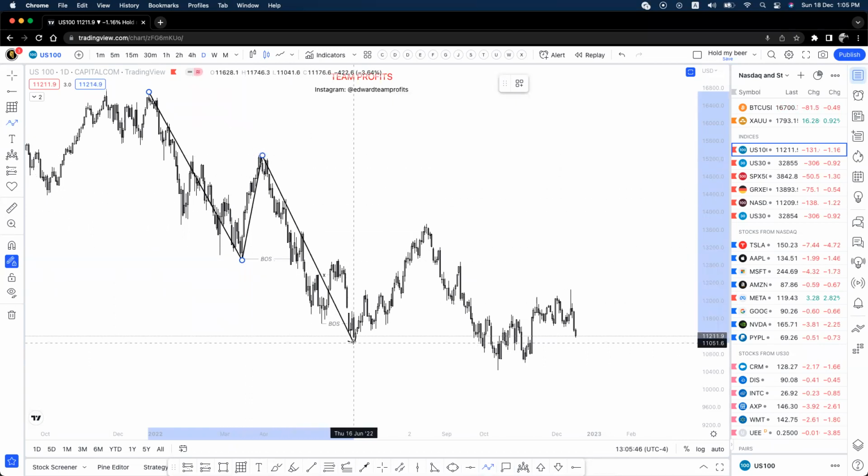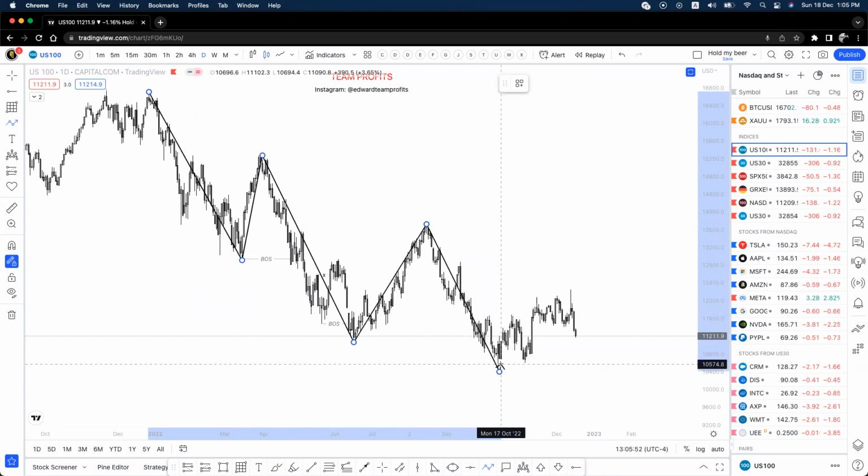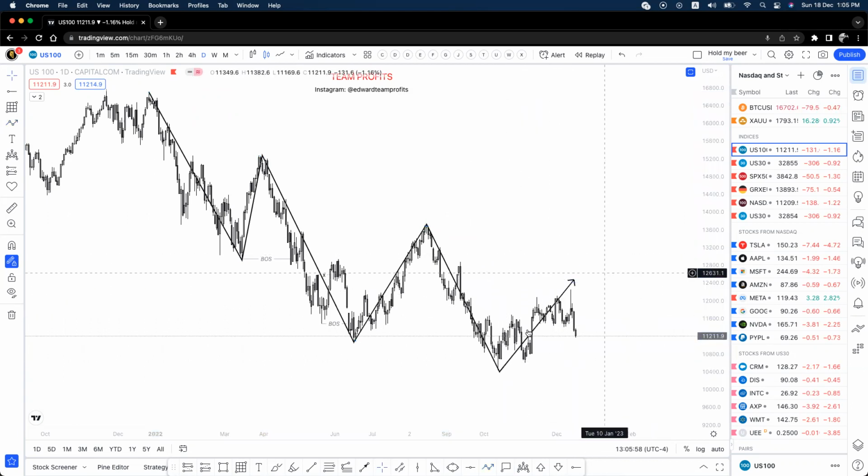Lower high, lower low, lower high, lower low. Now, since I know the market created a lower low, I'm expecting some type of correction. So the market will most likely be showing some change of direction. Like it may show a change of direction here, may show a change of direction here.